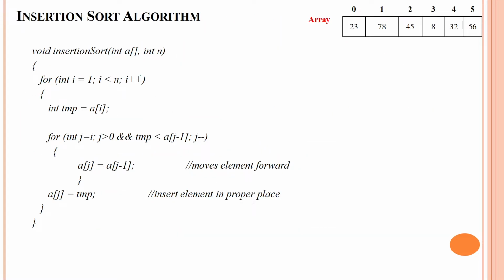Here, for example, we have the zeroth index, first index, second index, 3, 4, 5. So the size of the given list is 6, so n is 6, and the array is passed here. Initially, iteration number 1: we check i less than n, so 1 less than 6, the condition is true, and it comes inside the first for loop. Here temporary is a of i, which is a of 1. The value of a of 1 is 78, so 78 is assigned to the variable tmp.